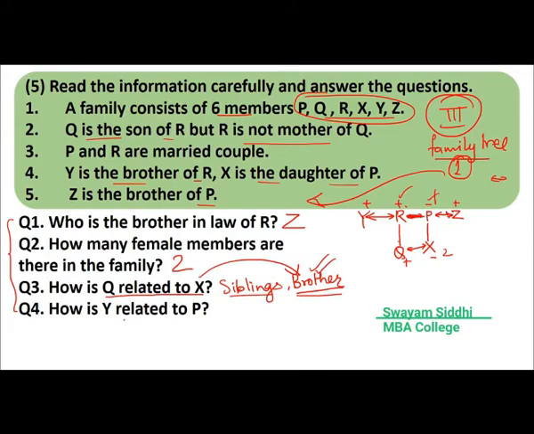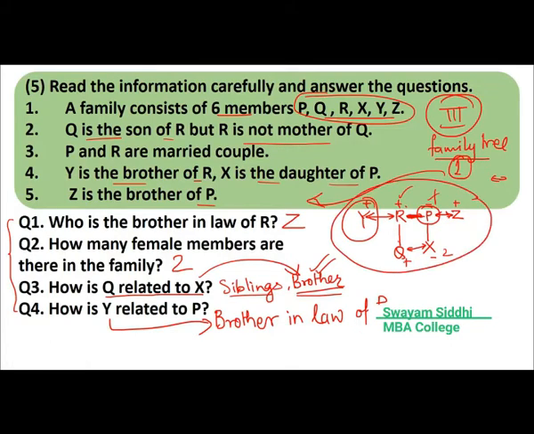Now question number 4. How is Y related to P? This is Y, this is P. Simply, Y is the husband's brother. That means Y will be brother-in-law of P. See how easily you got all the 4 answers by just drawing one diagram. Spend 45 seconds to draw the diagram and get full marks for all the 4 questions. Draw accurate diagrams. Moving to next question.